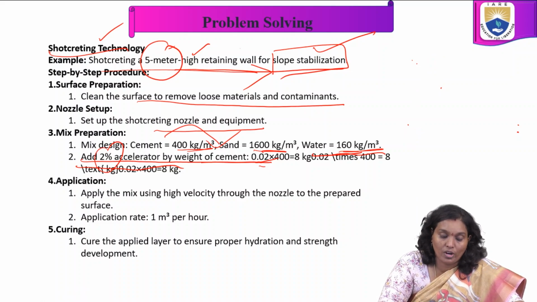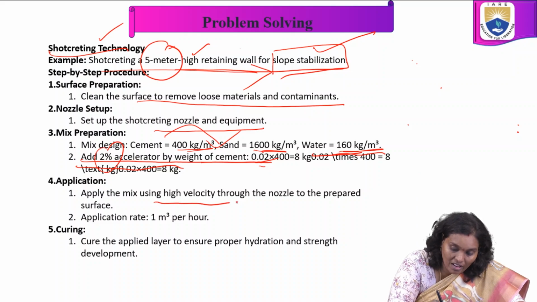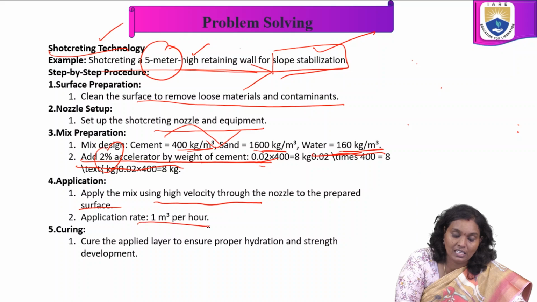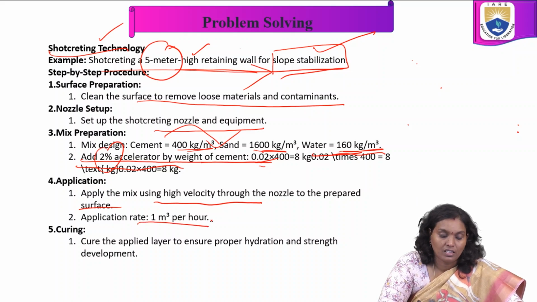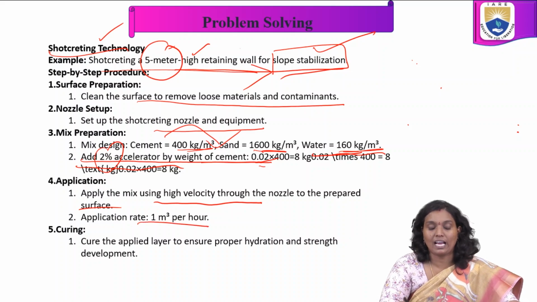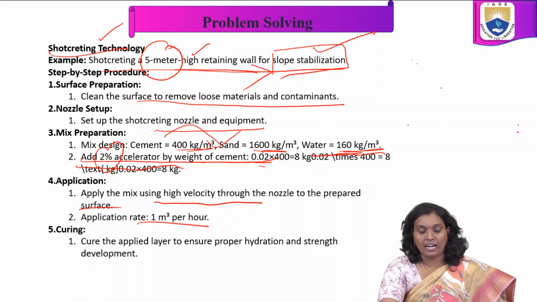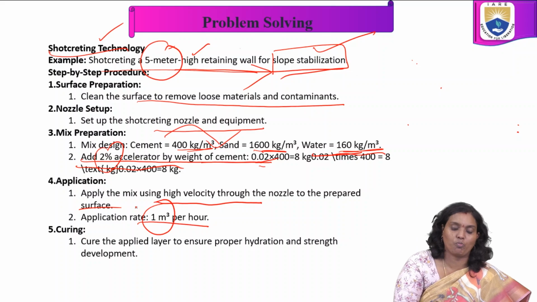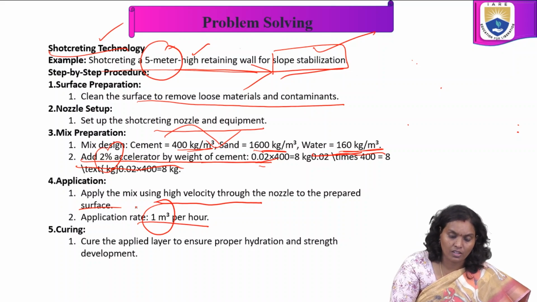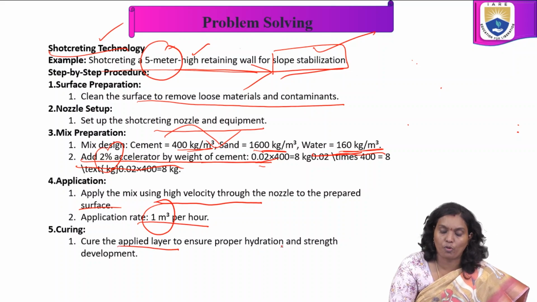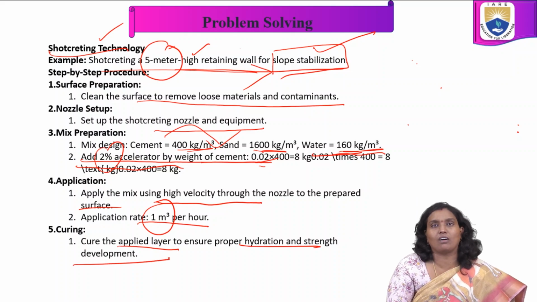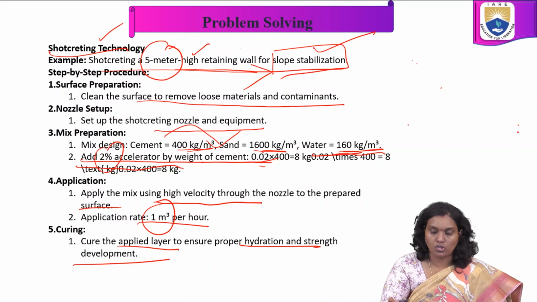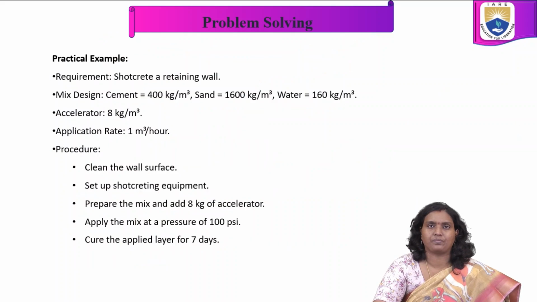Now we are going to apply the mix using high velocity through the nozzle to the prepared surface. That application rate is 1 meter cube per hour. After that, cure the applied layer to ensure proper hydration and strength development. These are the steps which are involved in our shotcreting technology.